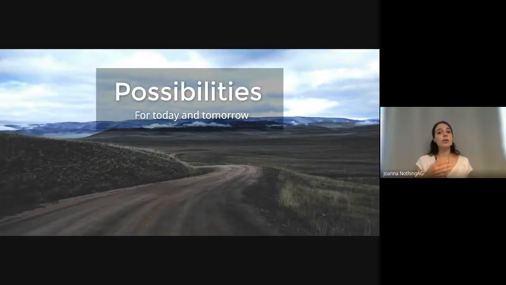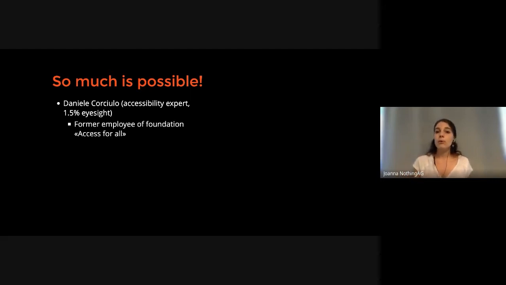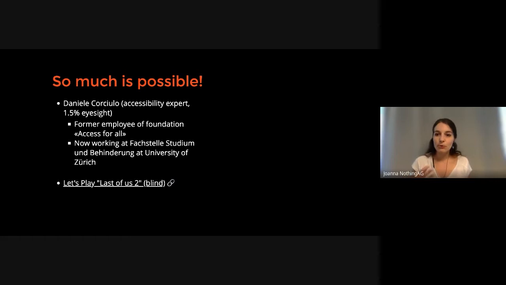But now let's talk about the positive sides, the possibilities for today and tomorrow. Indeed, so much is possible if things are done right from the ground, as we will now see with the case of Daniele Corciulo, who is an accessibility expert with only 1.5% eyesight, which is really, really low. He can see some colors and some shapes, but he needs to go super close to what he wants to see. He's a former employee of the foundation Access for All, and he's now working at the Fachstelle Studium und Behinderung at University of Zurich.